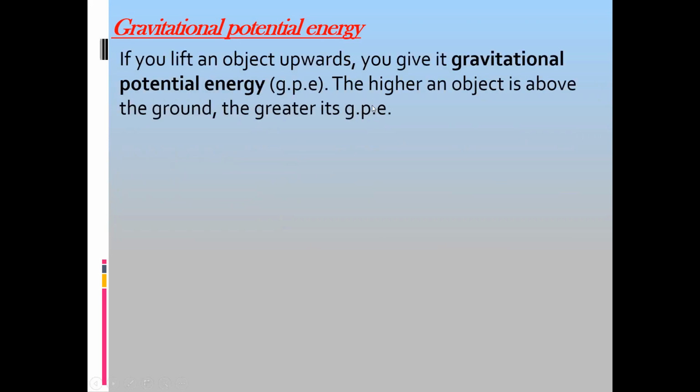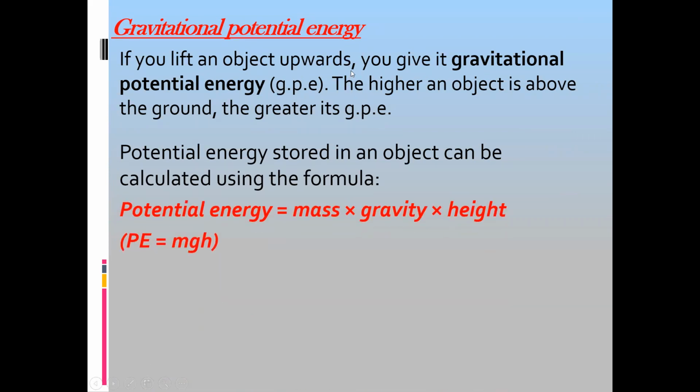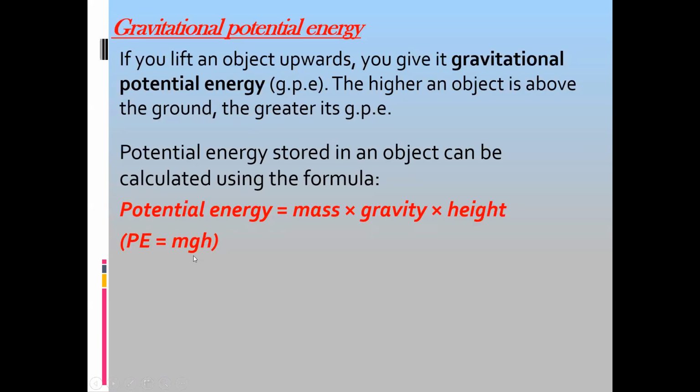How to calculate the gravitational potential energy? The gravitational potential energy is the energy which is stored due to change in height, and it can be calculated by a formula multiplying mass with gravity with height. So mgh, potential energy is mgh to calculate.